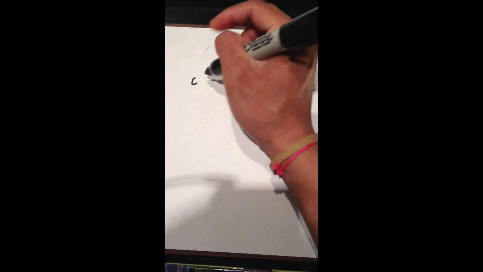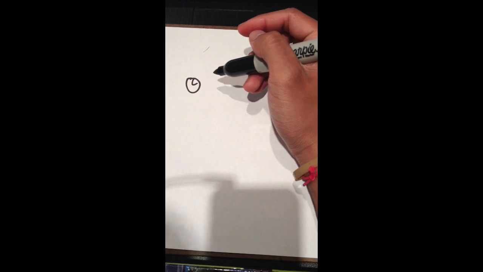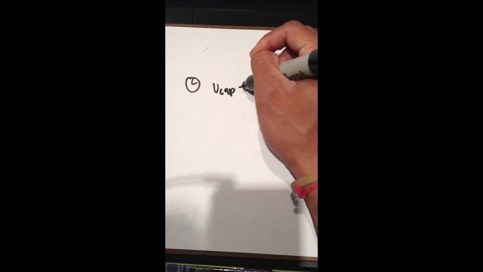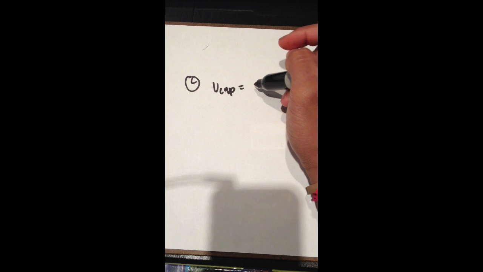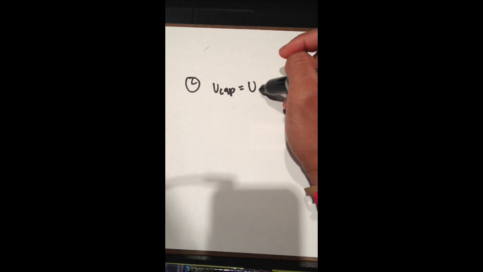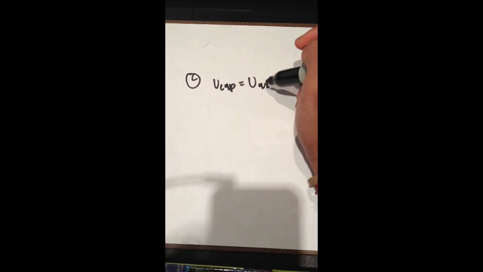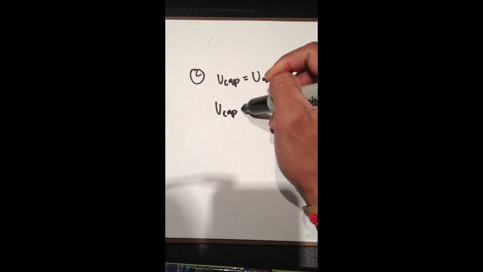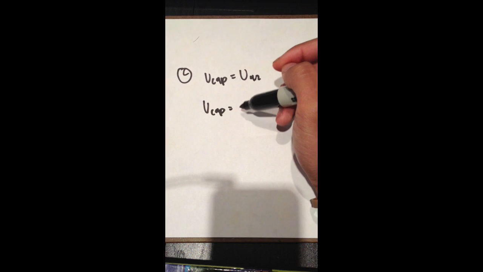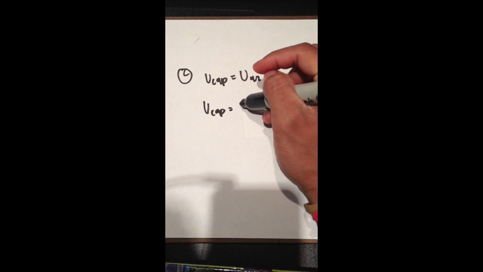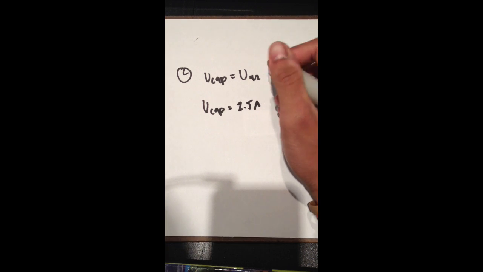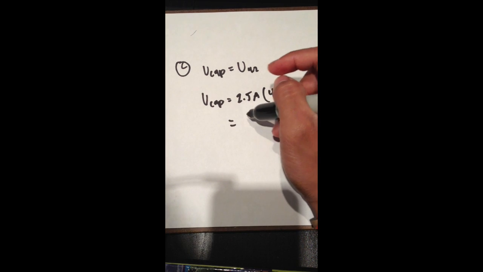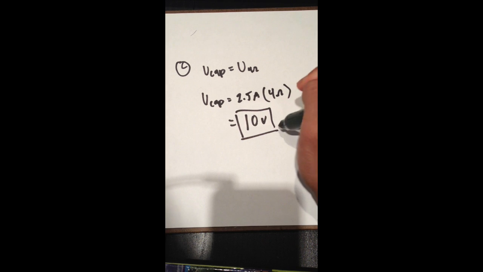Okay, part C asks for the voltage across the capacitor. But because the capacitor is parallel to a 4 ohm resistor, their voltages will be the same. So we could just solve for the voltage of the 4 ohm resistor. So V capacitor, we will use the current flowing through that section, which we calculated in B, which is 2.5 amps, times the 4 ohm resistor. This is going to equal 10 volts. That's the voltage across the capacitor.